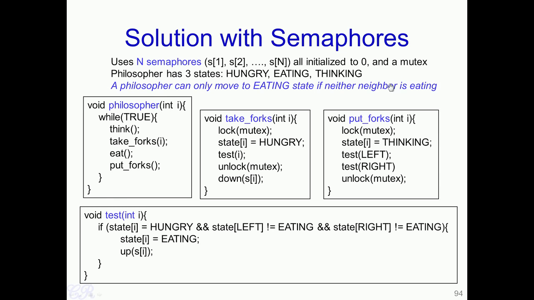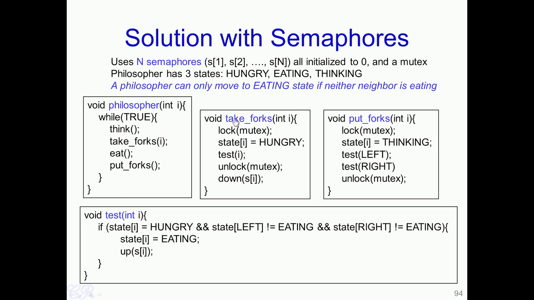So, in order to implement this particular solution, we have 4 functions. First is the philosopher, which is the infinite loop and corresponds to the philosopher i. The philosopher will think, then it will take forks, then eat for some time and put down the forks, and this repeats continuously.